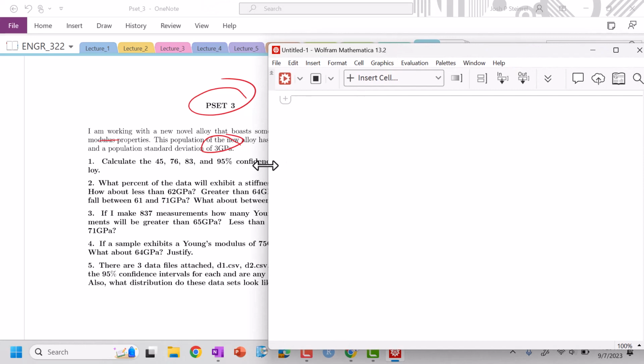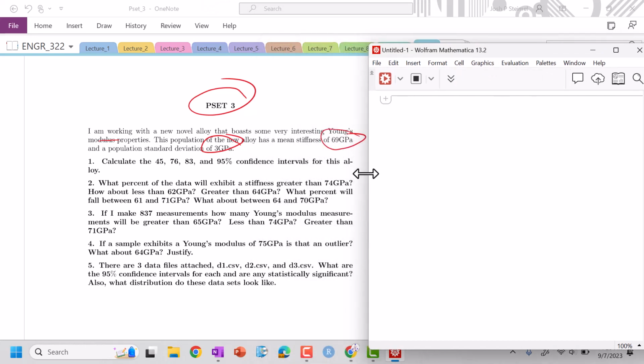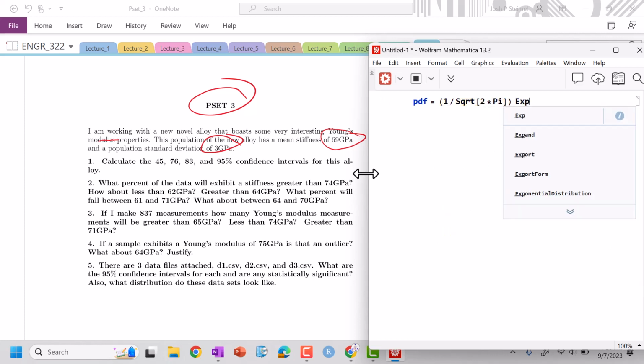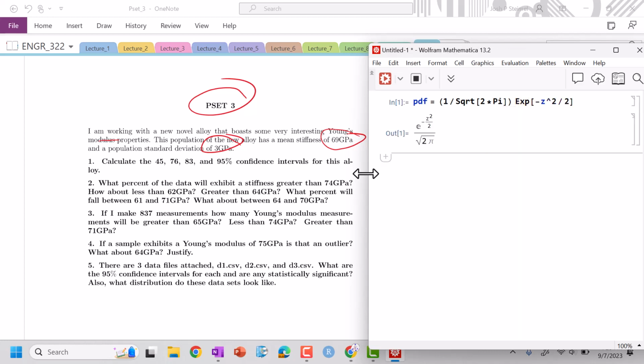So let's create our PDF equals 1 divided by square root of 2 times pi, exponential of minus z squared divided by 2. Here we go. We also have, let's do our z function, which is going to be equal to x, mu, sig, set equal to x minus mu divided by sig.